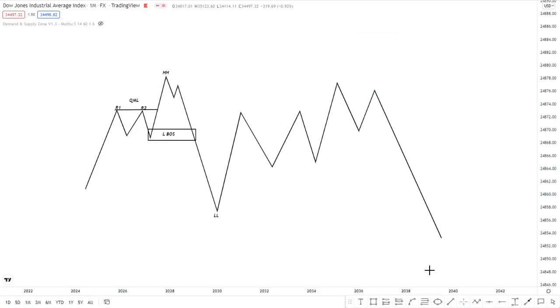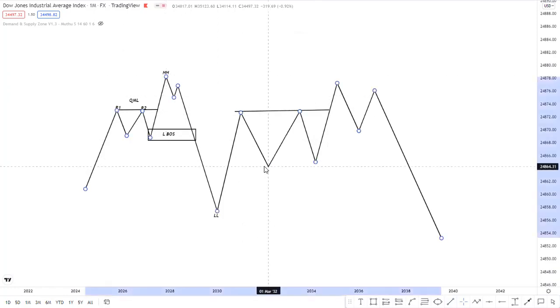A possible change of direction, a possible change of market structure. Immediately we see this, we know that there's a higher chance that the market is going to reverse.